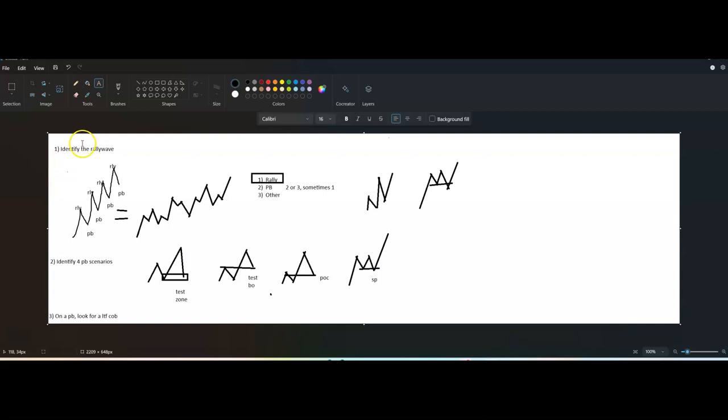Done. So step one: identify the rally wave on a higher time frame, whatever you're using for your higher time frame. Then identify the four pullback scenarios on the high time frame, and then on one of those four pullback scenarios, look for a lower time frame change of behavior. For example, you may have a change of behavior on the spring, on the POC, on a test of a breakout, or on a test of the zone. So these are the four pullback scenarios, and then identifying the change in behavior.